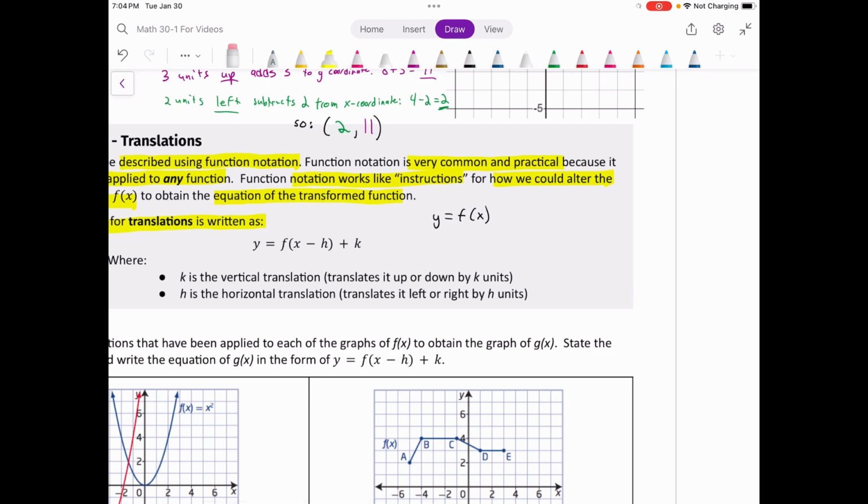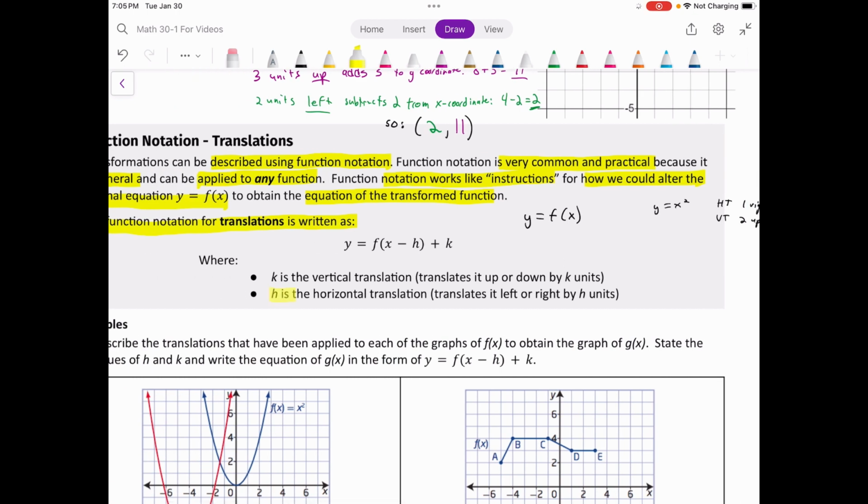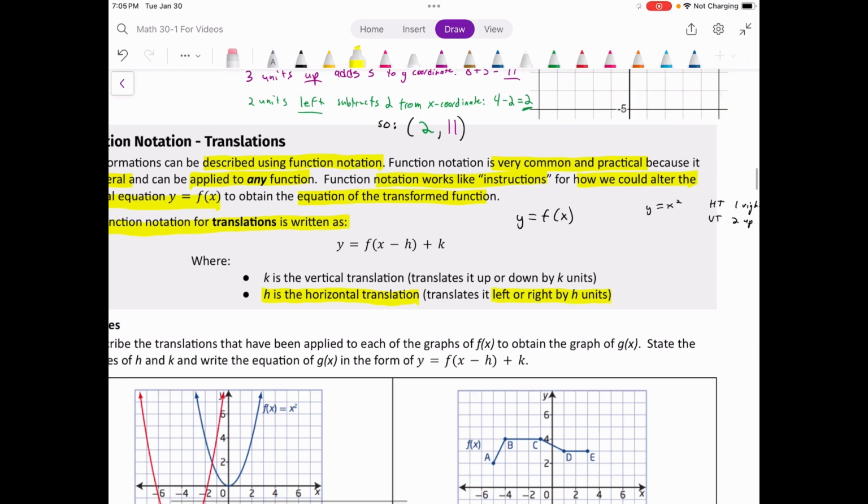So again, if I had y equals x squared and I wanted to translate it, let's say, horizontal translation 1 right, vertical translation 2 up. These are instructions on how to do that. It says replace x in the original function with x minus h. H is our horizontal translation. You're used to calling it p for parabolas and quadratic functions. We're going to call it h just to be more general with it. Don't ask me why, but we swap it out for an h. That's going to translate it left or right by h units.